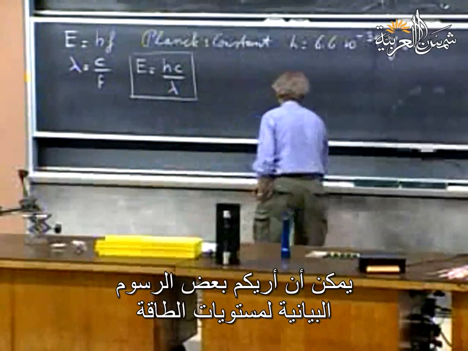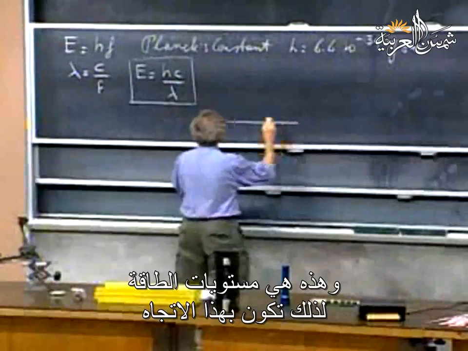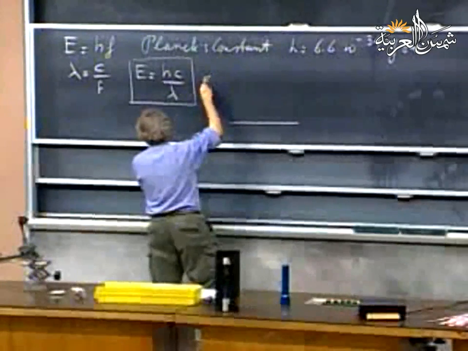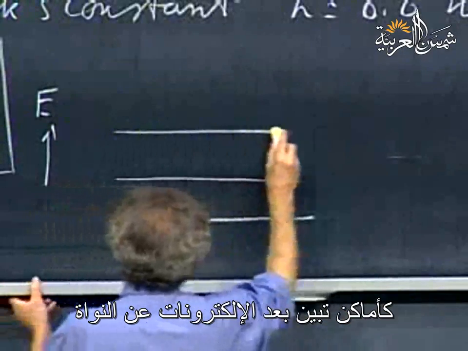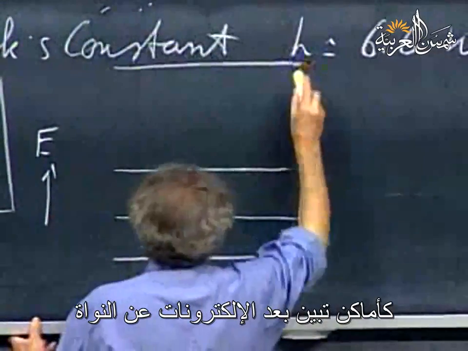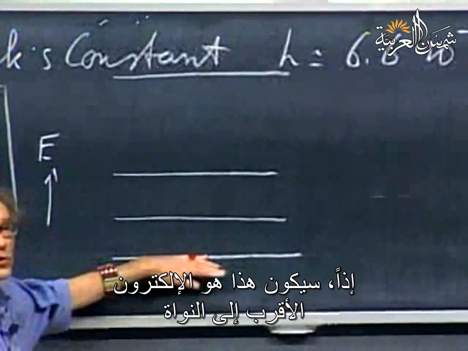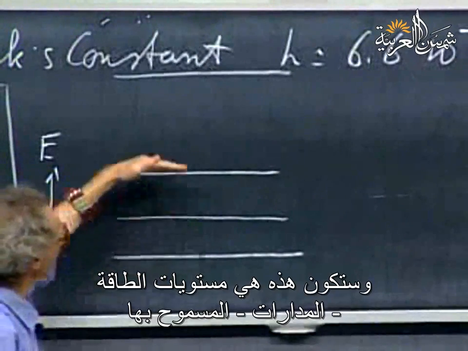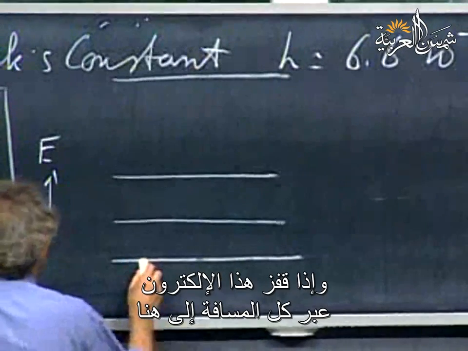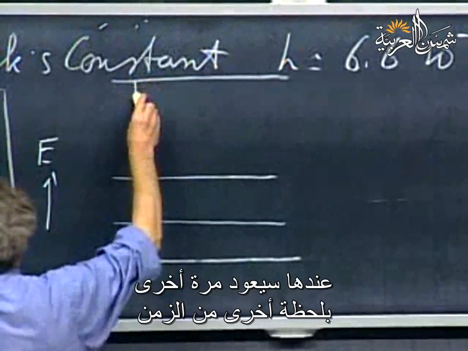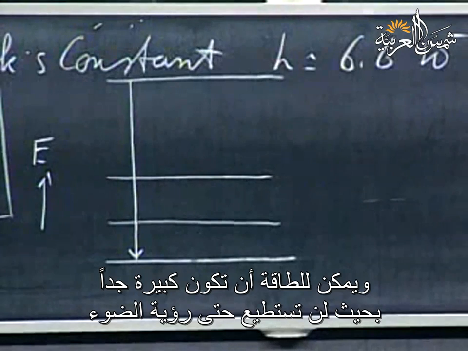I can make you some kind of an energy diagram of these jumps. And these are energy levels, so energy goes in this direction. But if you want to, you can think of these as the position of how far the electrons are away from the nucleus, if that helps you. So this would be the electron that would be the closest to the nucleus. So these would be allowed energy levels, allowed orbits. And if this electron had jumped all the way here, then it could fall back at a later moment in time, and the energy could be so much that you couldn't even see the light.